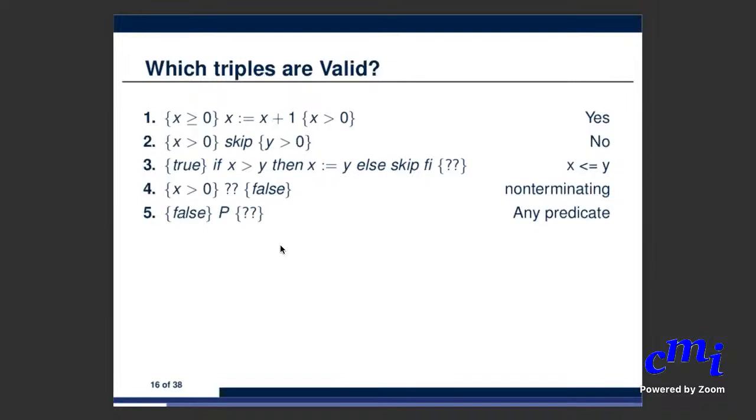Similarly, here, this could be any predicate, for the same reason, because the meaning of the Hoare triple is an implication. And in that implication, the precondition will be false, and therefore it'll be true no matter what. So you can plug in any predicate, and this will still be true, and so on.